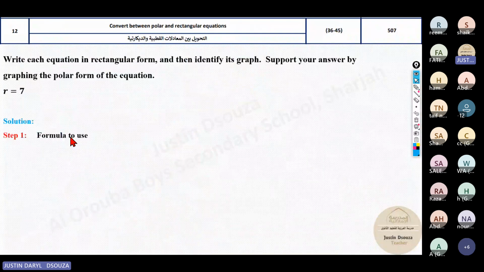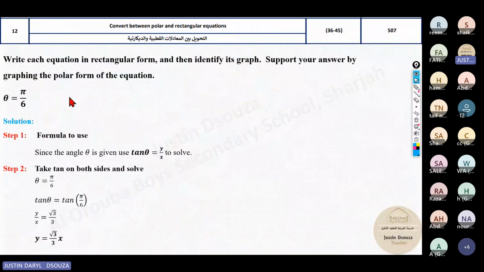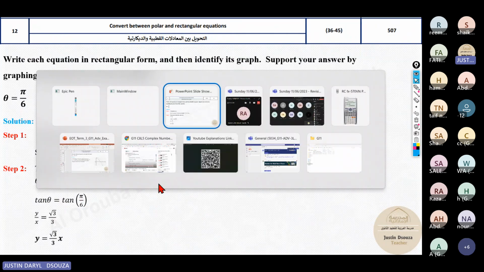Now let me just see, if it's only theta and r, remember tan theta equals y by x and just substitute away. Take tan on both the sides. Tan theta will be y by x. This you need to put in the calculator.